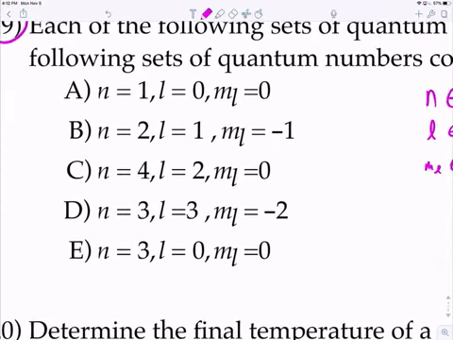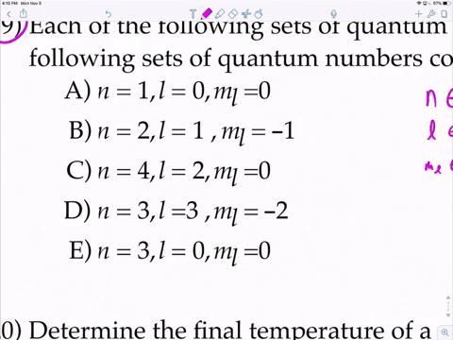Let's look at it. One of these is erroneous. If n is 1, L has to be 0. If L is 0, m sub L has to be 0. That's good. If n is 2, L can be 0 or 1. 1 is fine. If L is 1, m sub L can be minus 1, 0, or 1. Minus 1 is fine. If n equals 4, L can be 0, 1, 2, or 3. L being 2 is fine. If L is 2, m sub L can be minus 2, minus 1, 0, 1, or 2. 0 is fine.